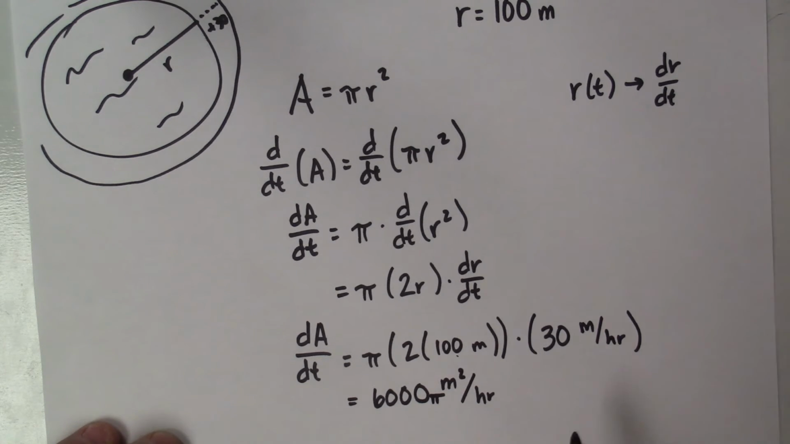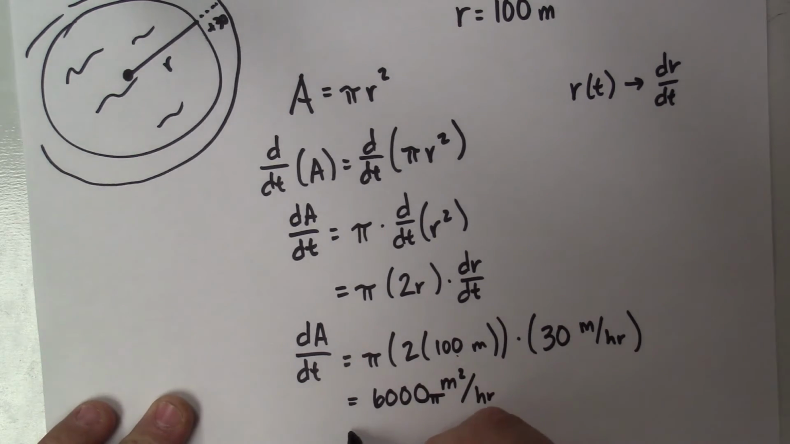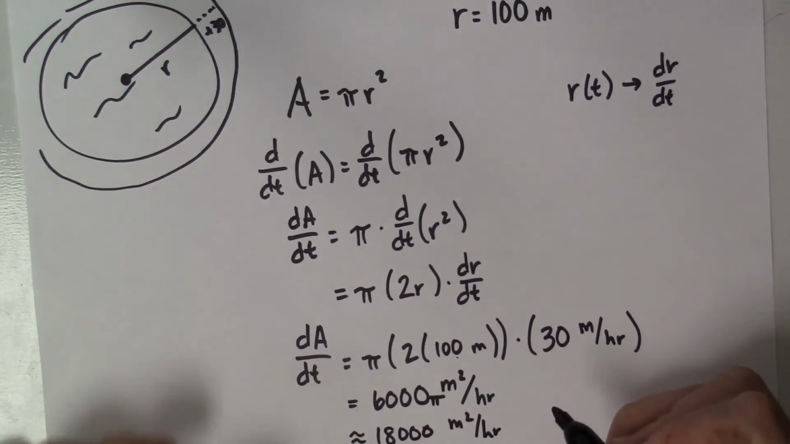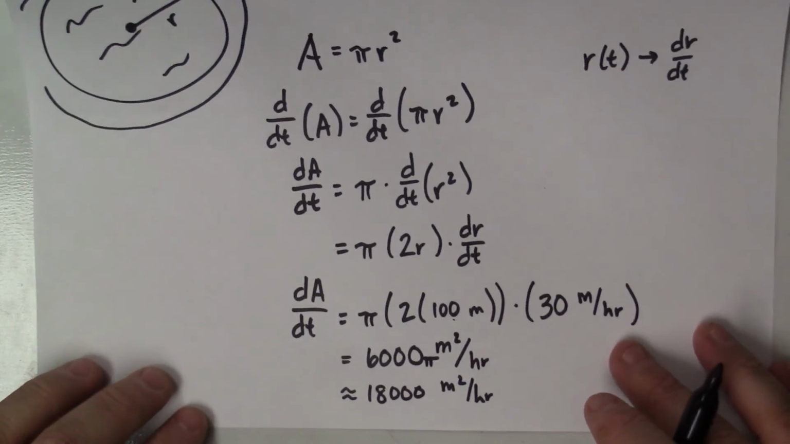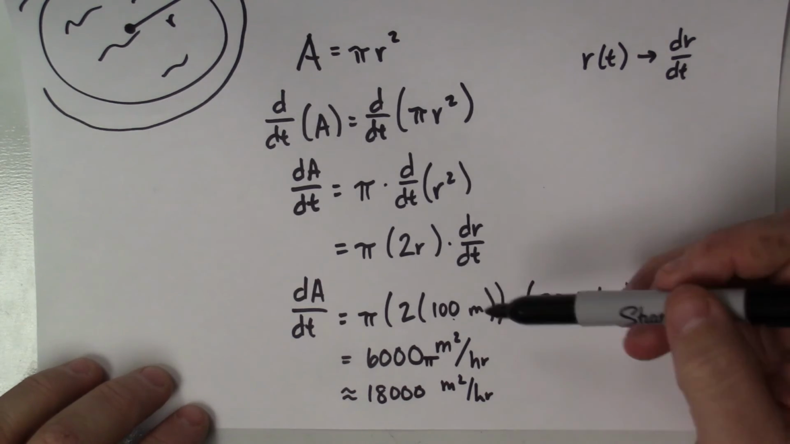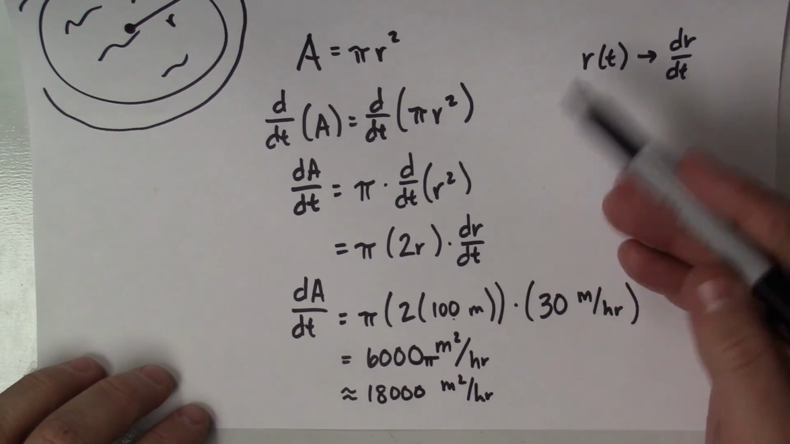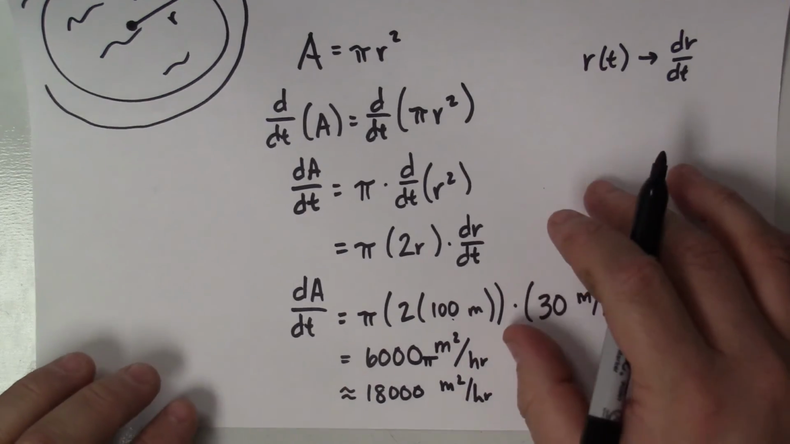So if we believe that pi is 3, that's 18,000 square meters per hour. It's actually a little bit more than that, probably closer to 20,000 square meters per hour. That's a lot. Spilling oil is bad, but this is good math that helps me model what's going on.